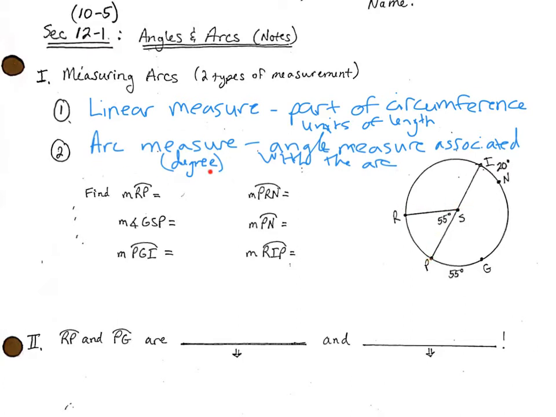What we know about arc measure is that the measure of this arc, which is not an angle, this is just part of the circle, has a measure that's associated with the central angle. They're one and the same. So the measure of a minor arc is the measure of its central angle, is how we define that. Right now, let's document what we just said. If this central angle is 55 degrees, then the arc from R to P is 55 degrees.